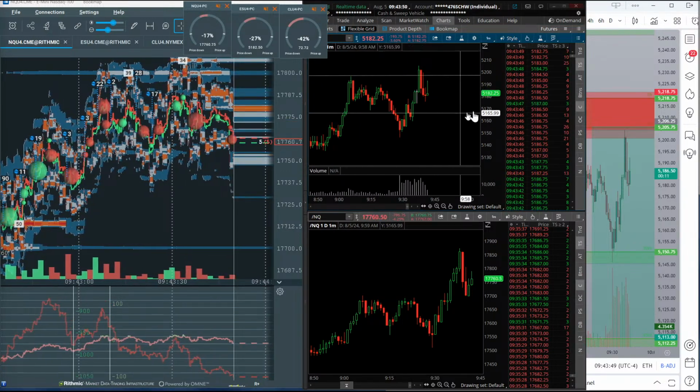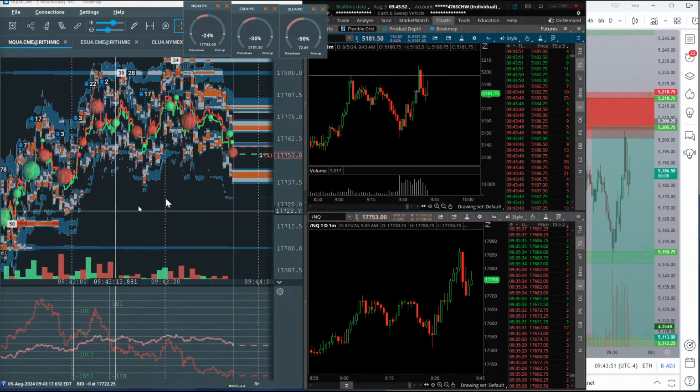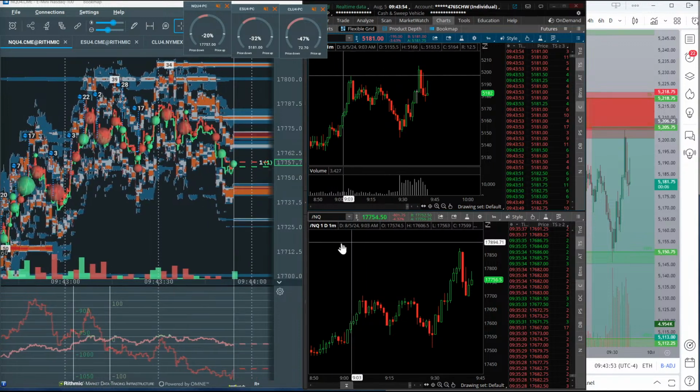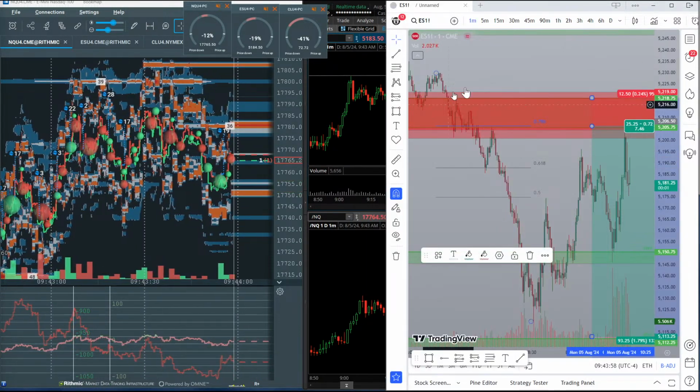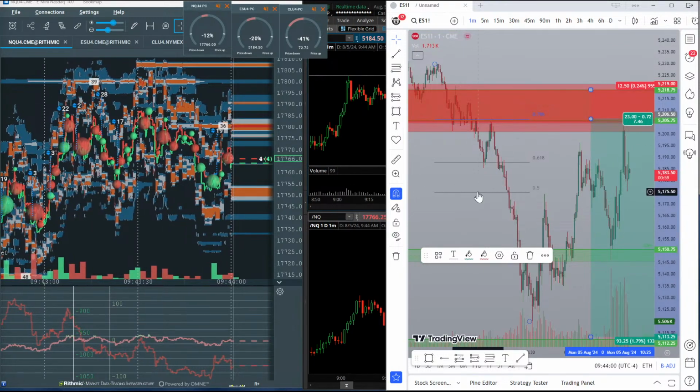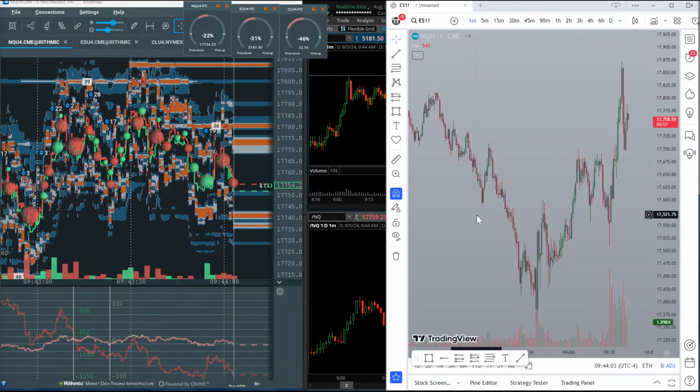Alright, let's see. Again, we're looking at ES, NQ. I'm looking for some type of divergence. We have ES on this top chart, NQ on this bottom chart. We have ES on this screen. Now we have NQ. There we go.